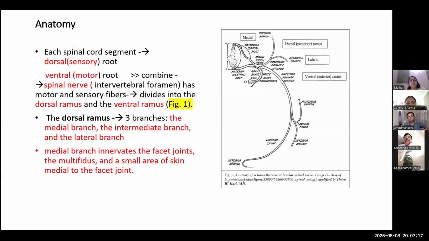That I'll skip. So coming to the anatomy, each spinal cord segment has a dorsal sensory root and a ventral motor root. And these combine in the intervertebral foramina to form the spinal nerve. And this has both motor and sensory fibers, and this divides into a dorsal ramus and a ventral ramus. The dorsal ramus branches into the medial branch, the intermediate branch, and the lateral branches. The medial branch is generally seen to innervate the facet joints, the multifidus, and a smaller area medial to the facet joint around the skin.